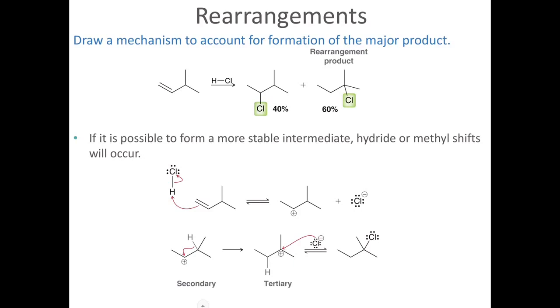Assuming we have a situation where the intermediate formed is going to be less stable, but there's a possibility to rearrange, then a rearrangement will occur. So like in this case, we are going to have a proton transfer followed by loss of leaving group. And then we form the secondary carbocation, which will then undergo a 1,2 hydride shift to transform into a tertiary carbocation.